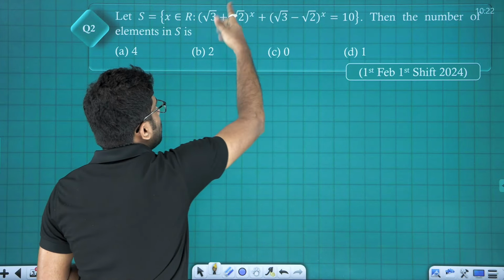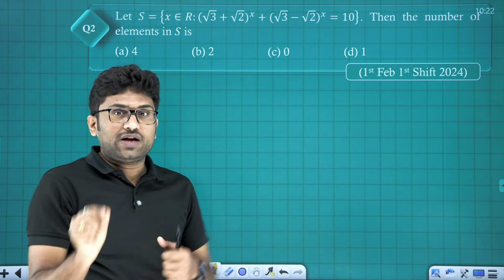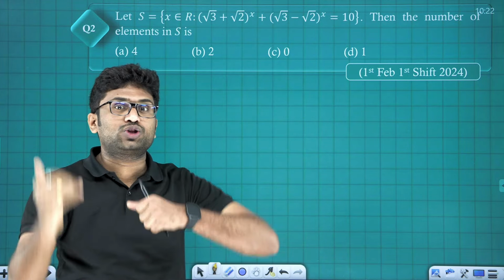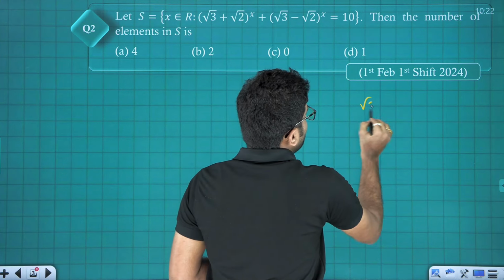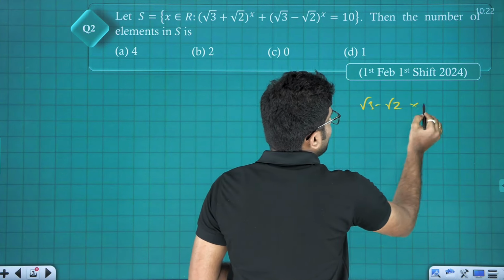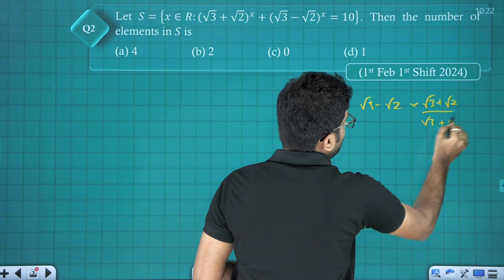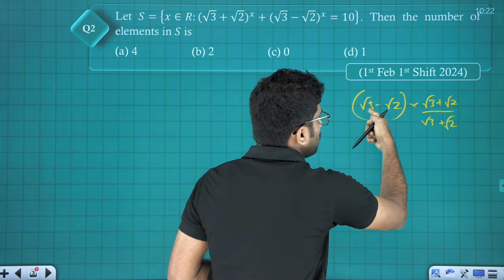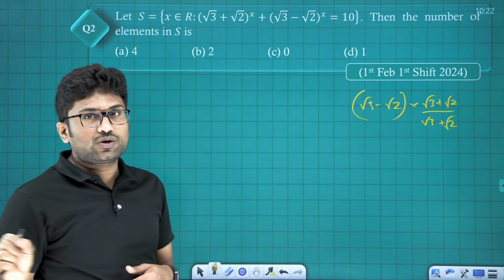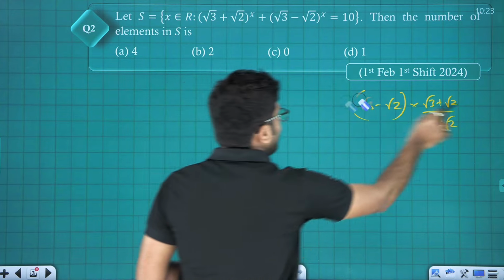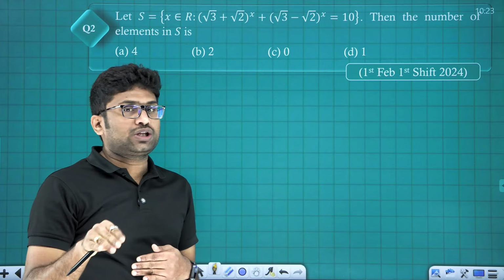Friends, these two are conjugates. So we can write root 3 minus root 2 as 1 by root 3 plus root 2. If you rationalize root 3 minus root 2, multiplying and dividing by root 3 plus root 2, you get, see, a plus b into a minus b is a square minus b square, 3 minus 2, so 1 by root 3 plus root 2. So clearly root 3 minus root 2 is 1 by root 3 plus root 2.